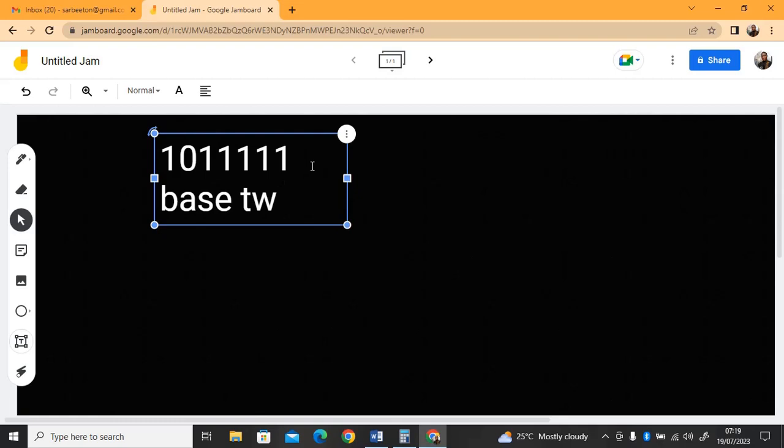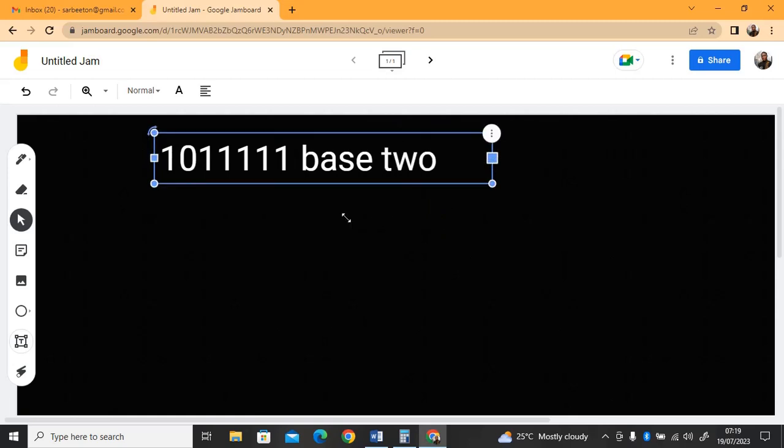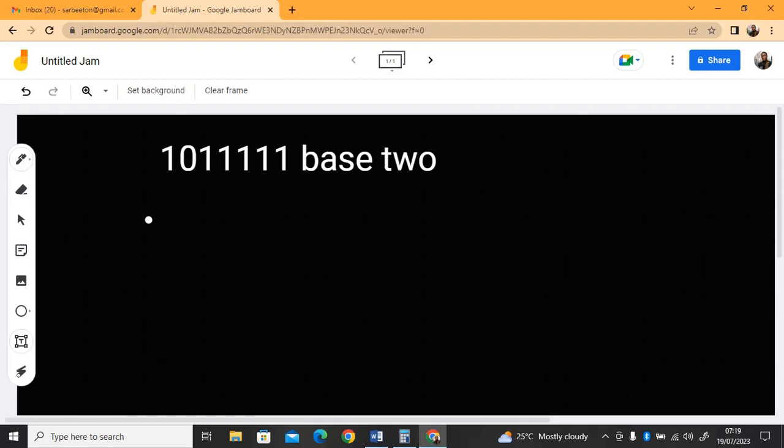But in your notes, the 2 will be at the bottom. Because we are using Jamboard, it is shown this way. Now this number is in base 2, with the 2 at the bottom here, and you have to convert it to base 10. So how do you go about it? Now you know the 2 is at the bottom. All you're going to do is very simple. You are going to multiply each of these numbers by 2.